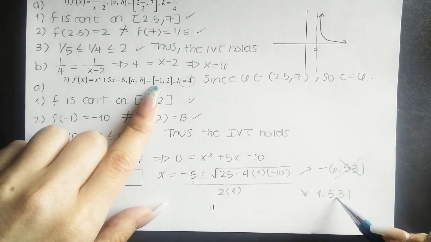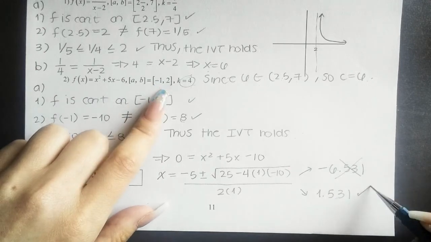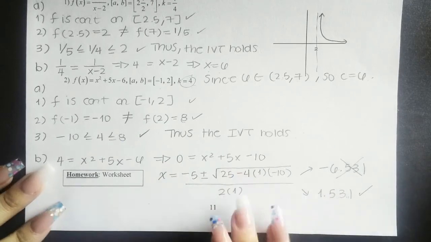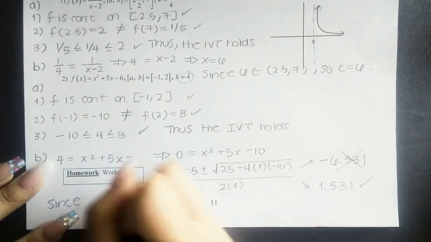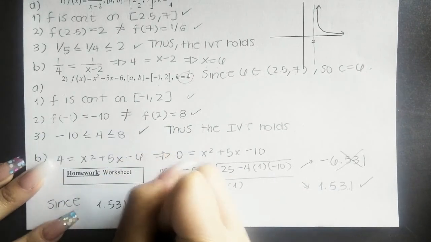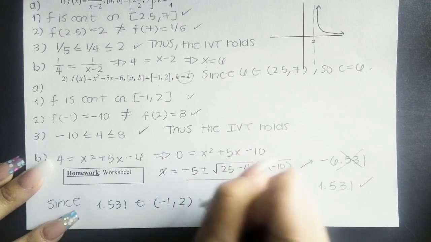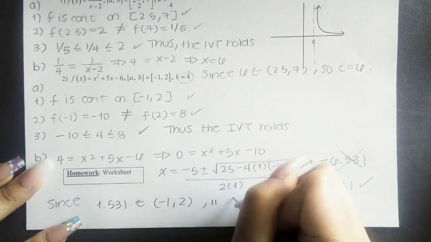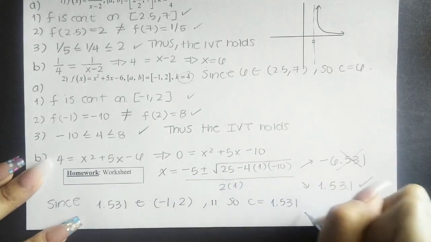Now, analyze this one. Is 1.531 inside this interval? Absolutely yes. So this is going to be your c. So you can conclude that since 1.531 belongs to the interval (-1, 2), c is going to be 1.531, and that's pretty much it.